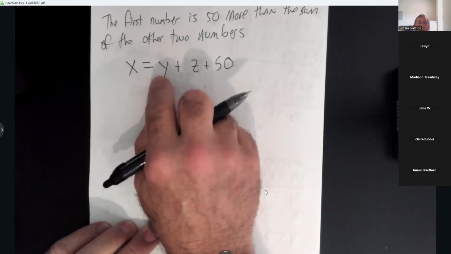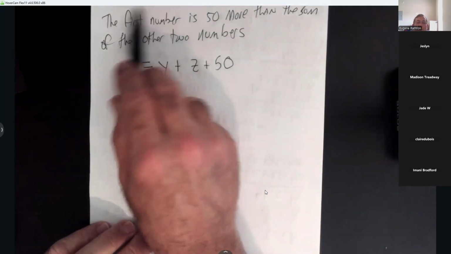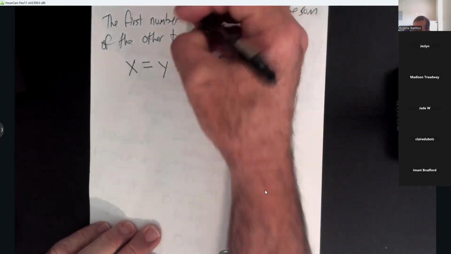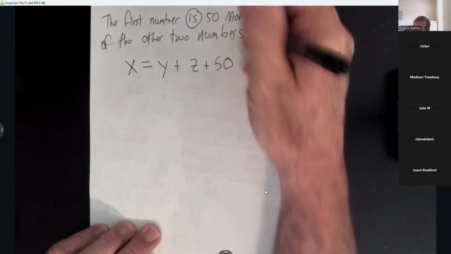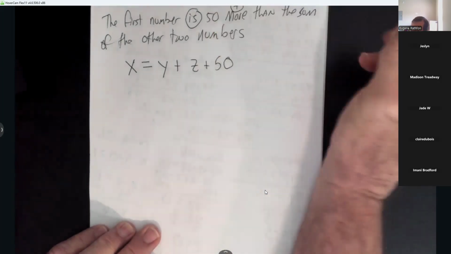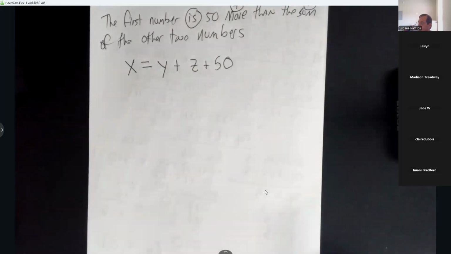So y'all's will be similar to this. So just write it out as you got it. Your first number, and then is your equals always, okay? That always means equals. More than means you're adding, and sum means you're adding, okay?